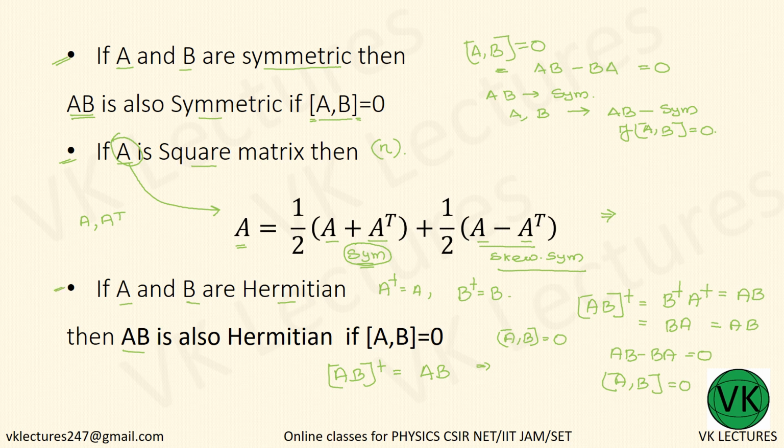So this is given by the third statement. If A and B are Hermitian, then the product AB is also Hermitian only if they commute, A comma B equals 0, or A commutes with B. In other words, you write it as A and B are independent.